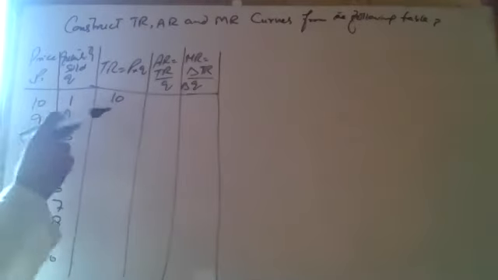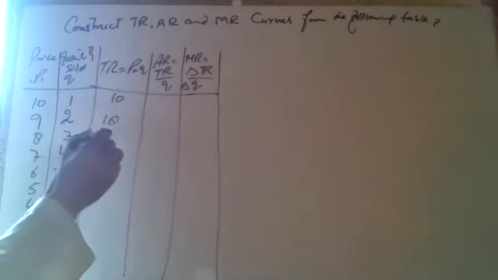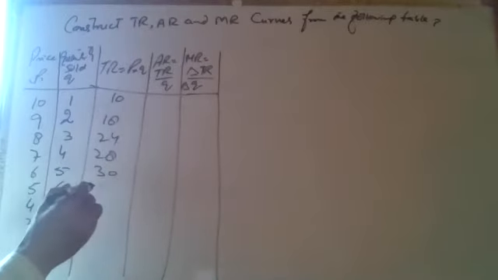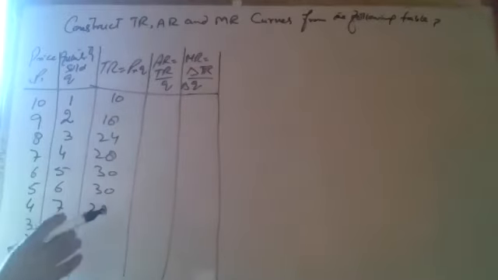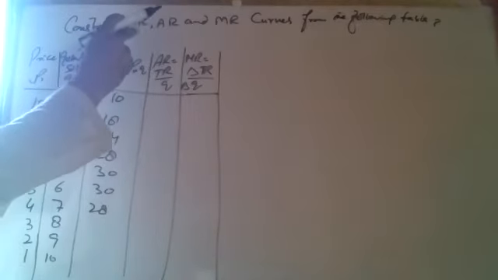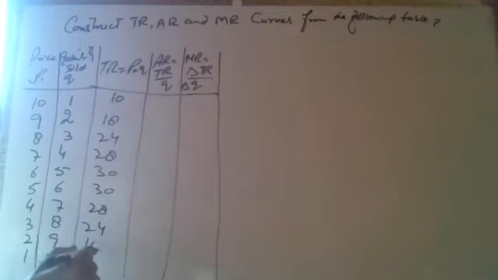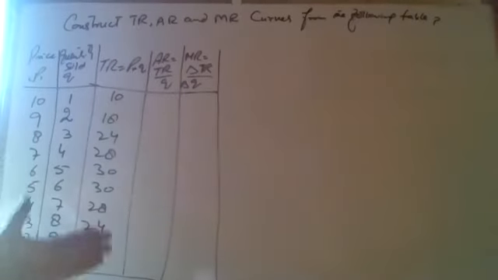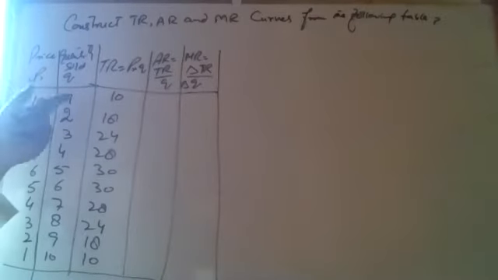So now from this we calculate total revenue: 9 times 2 is 18, 24, 28, 30, 30, 28, 24, 18 and 10. Basically, from this table we have to make the revenue curves: total revenue, average revenue and marginal revenue curves. So this is how to estimate or calculate total revenue from price and quantity sold or quantity demanded.